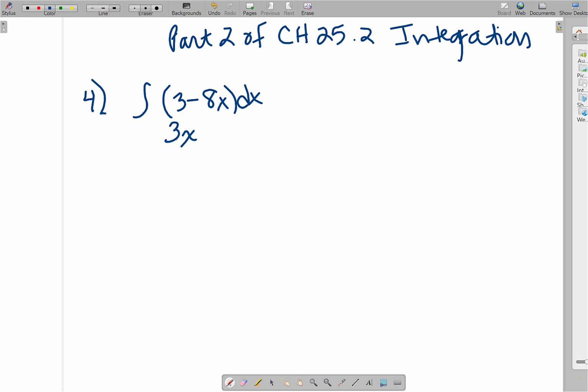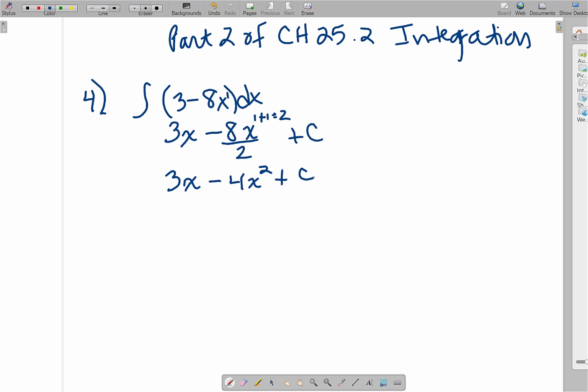How do we do the negative 8x? Leave the negative 8, take your x, which is to the first power, and add 1. 1 plus 1 equals 2, and divide by your new power of 2. Lastly, don't forget you have a constant of integration that you have to put in every answer, because we don't really know what that constant stands for. This is called the indefinite integral. So we simplify that and we get 3x minus 4x squared plus c.